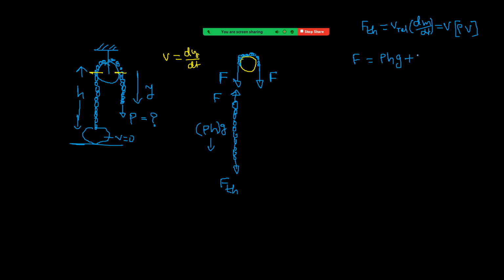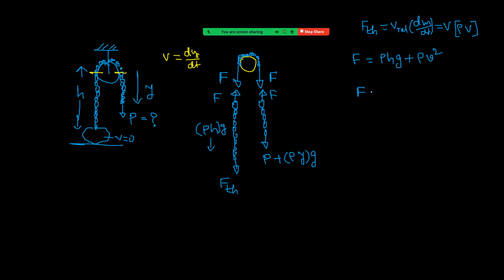So this becomes rho v square, and rho v square is downwards. Now coming to the right part of the chain, the right side. This length is y. Applying force P downwards, mg downwards. Mg means rho into y into g.